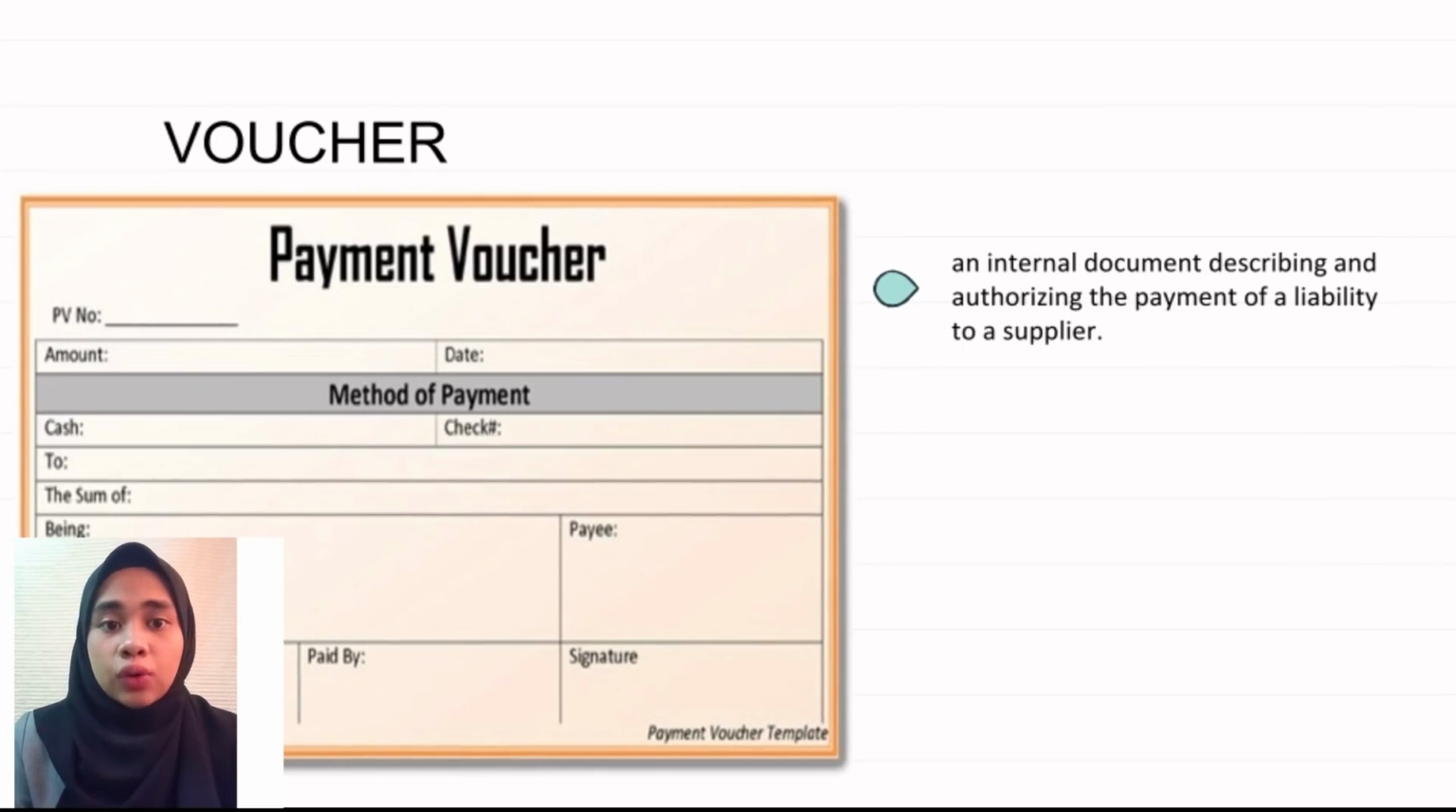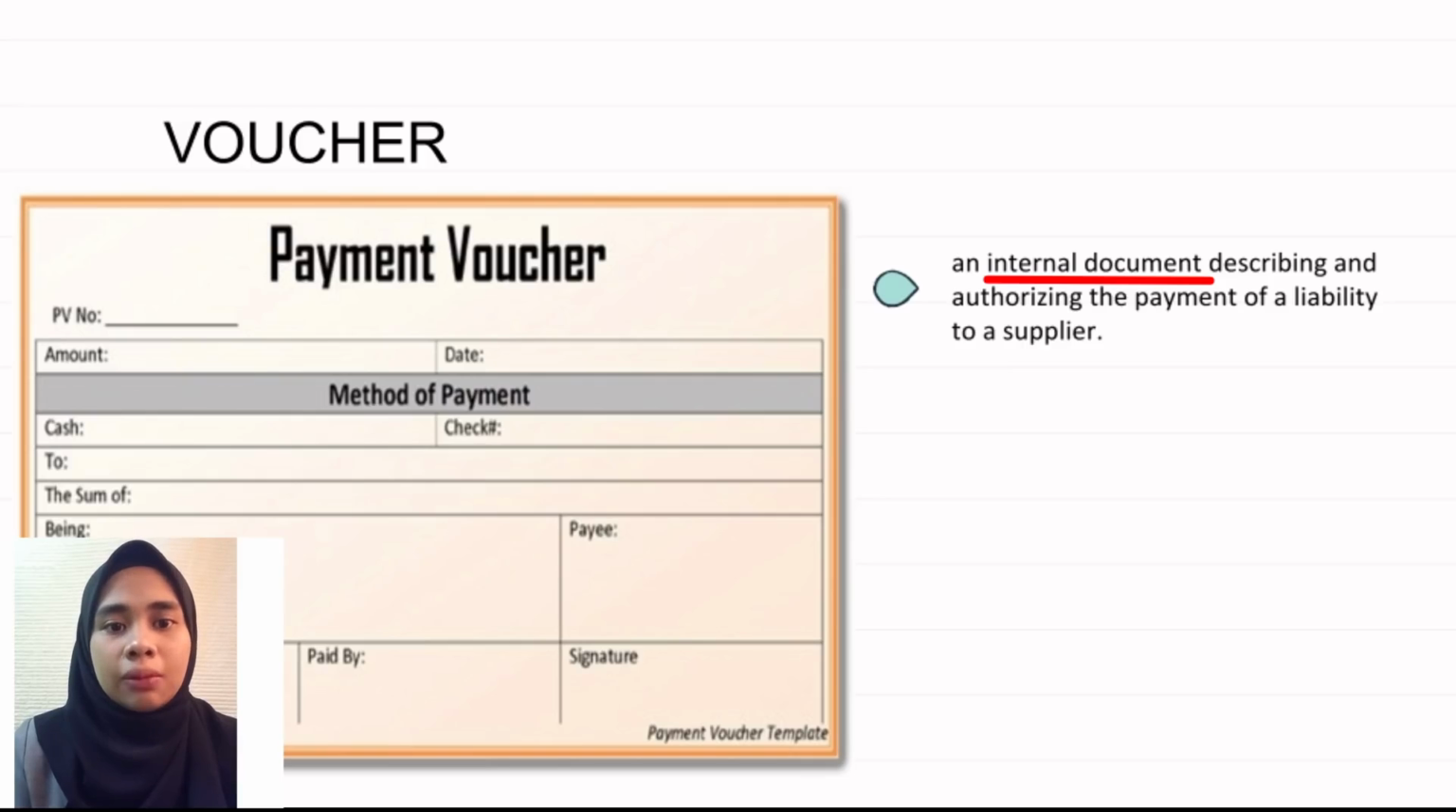Second is the voucher. What is a voucher? Let me explain it to you. A voucher is an internal document describing and also authorizing the payment of a liability to a supplier. It is most commonly used in a manual payment system where it is part of the system of control.